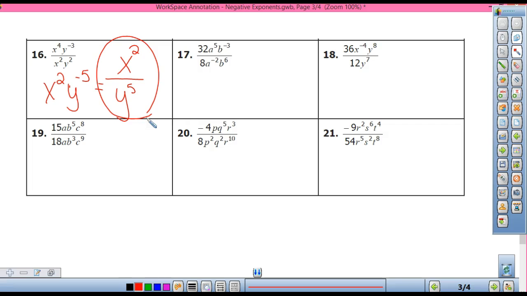Okay? 17, 32 divided by 8. 4. What do we get for the a's? a to the 7th. e to the negative 9. So now what gets to stay on top? 4, a to the 7th.